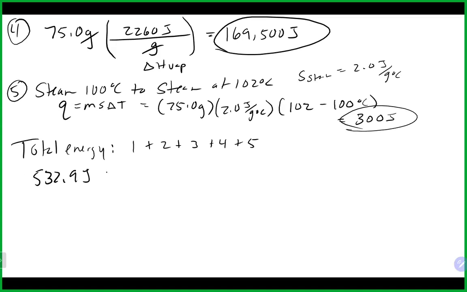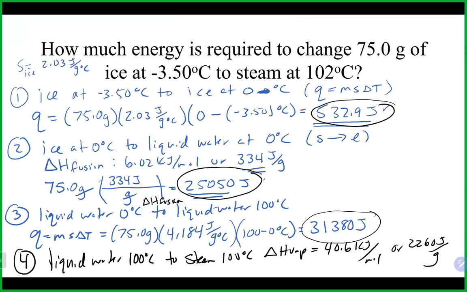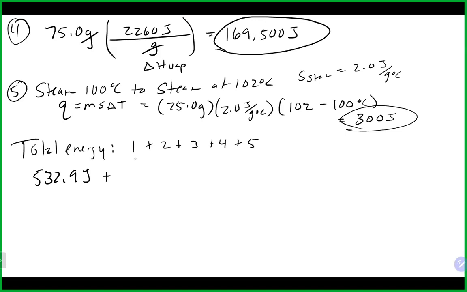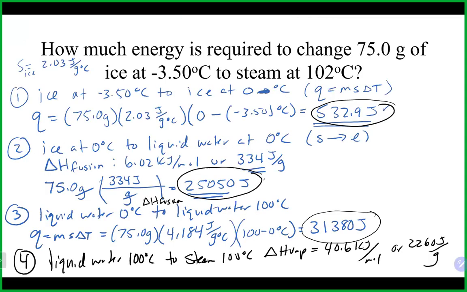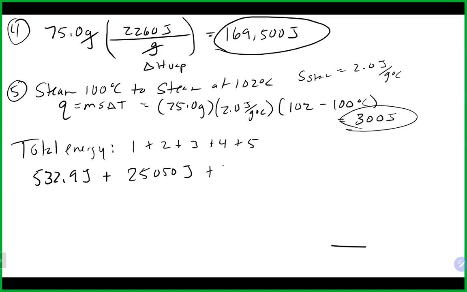And since I did them all in joules, everybody's in the same units, which is good. 2505 joules, 31380, then obviously we have 169, 500, and 300 joules. So the total amount of energy to do all of that transitioning is going to be here.